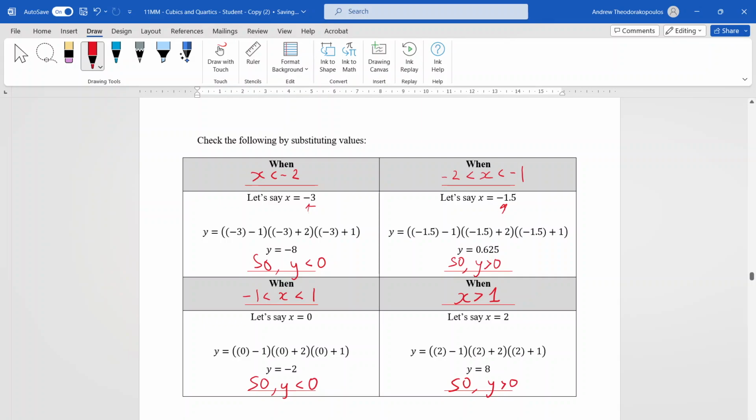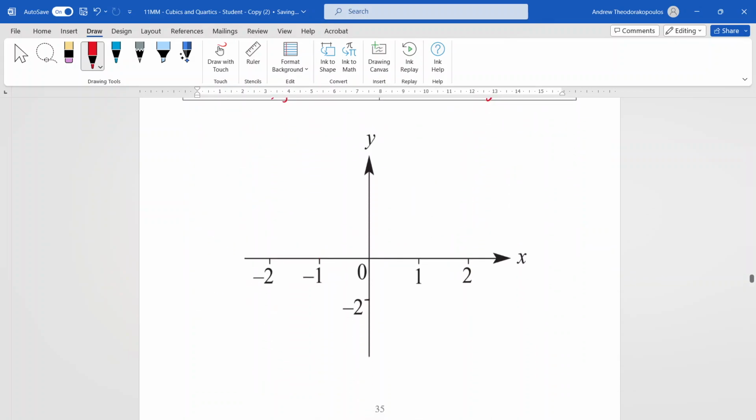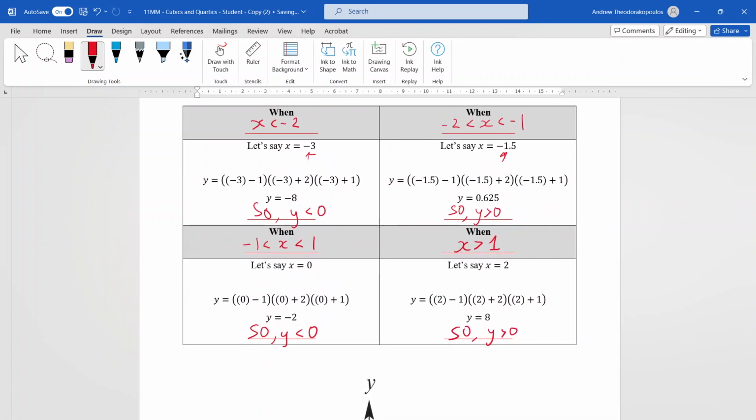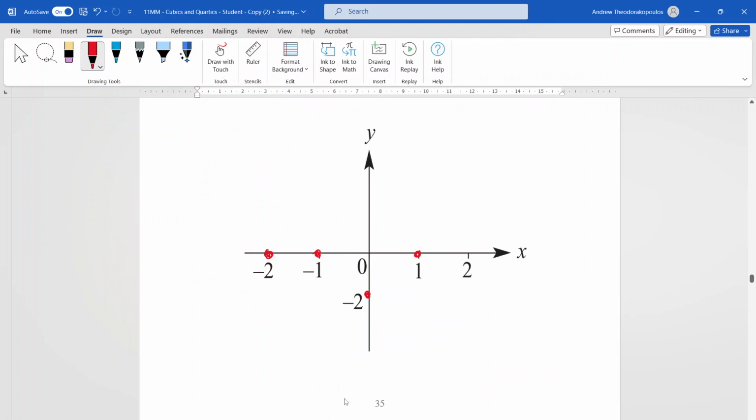So what does this tell us? Go back down here and let's put in the points that we had. These were our x-intercepts, and this was our y-intercept. We know that it starts off below 0, then it goes above 0, below, above. Let's not perfect the drawing just yet. We'll do that later on, but it's going to look something like this.